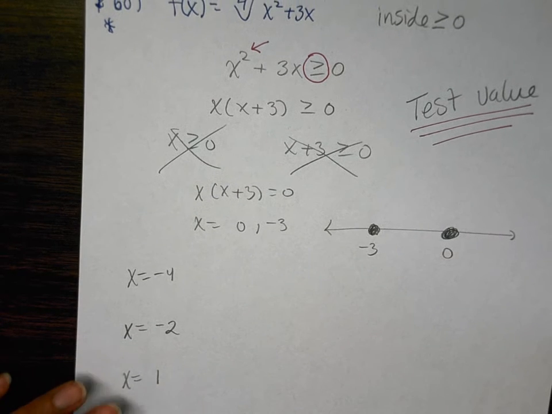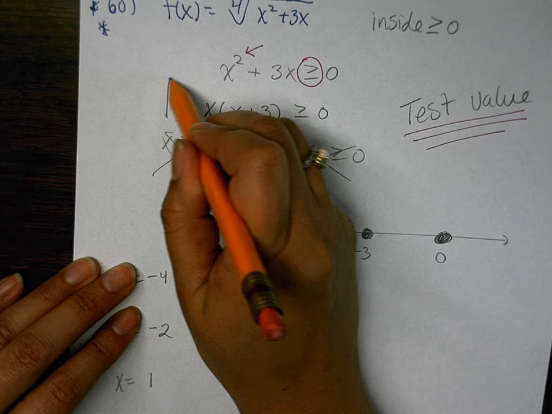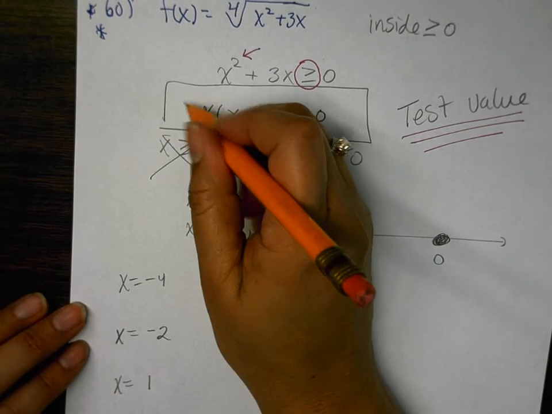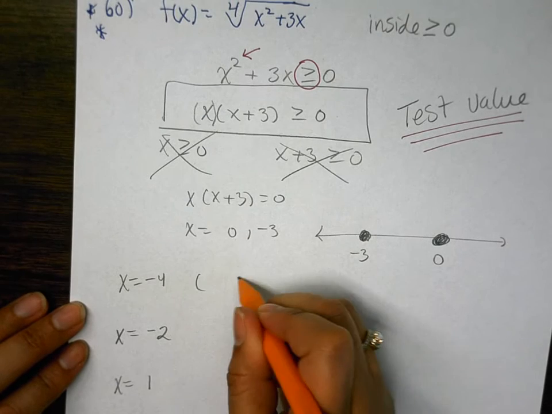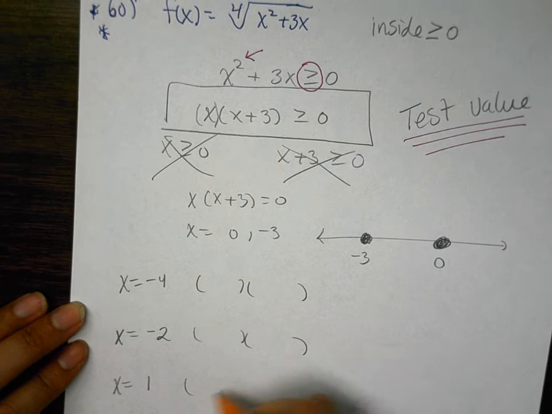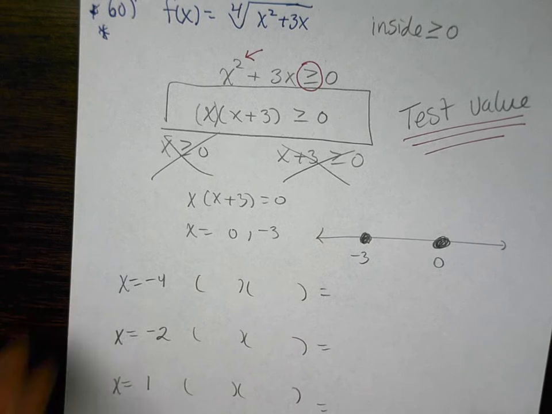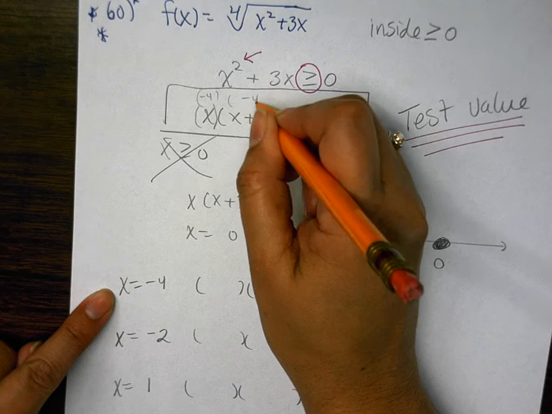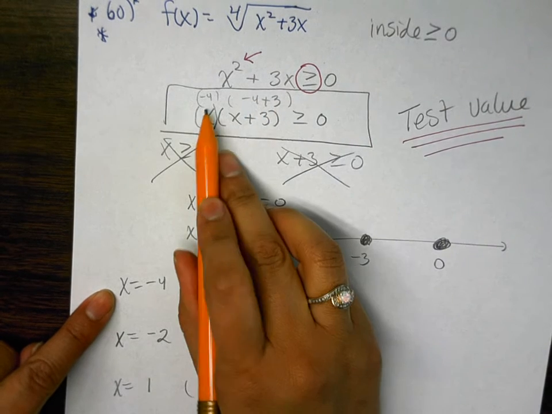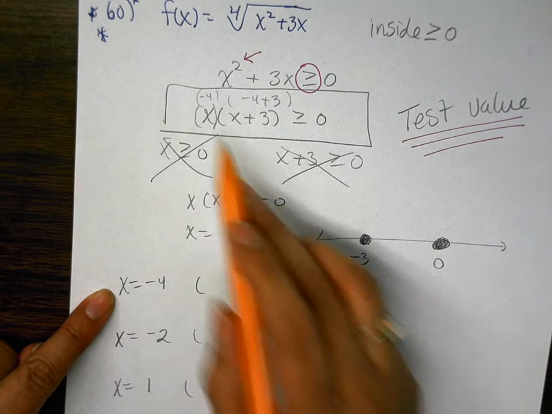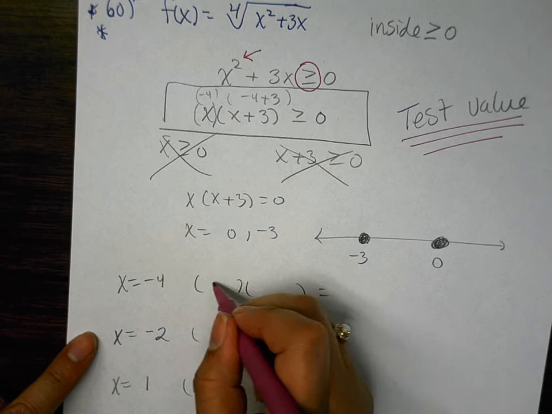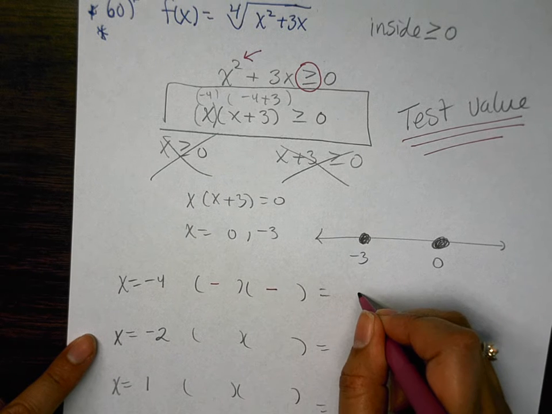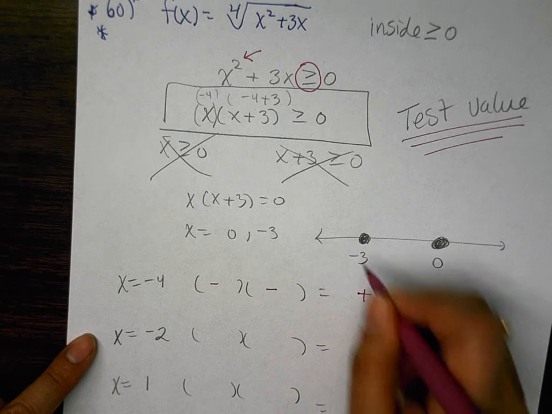Okay, so you're going to plug it in right here and check to see if it's positive or negative. I'm going to put this x in parentheses just so it's easier to see down here when we do our test values. All right, when we plug in a -4 and -4 plus 3. -4 by itself, that's it, just -4. Is that positive or negative? What about -4 plus 3? Positive or negative? And 2 negatives, when you multiply, make a positive.